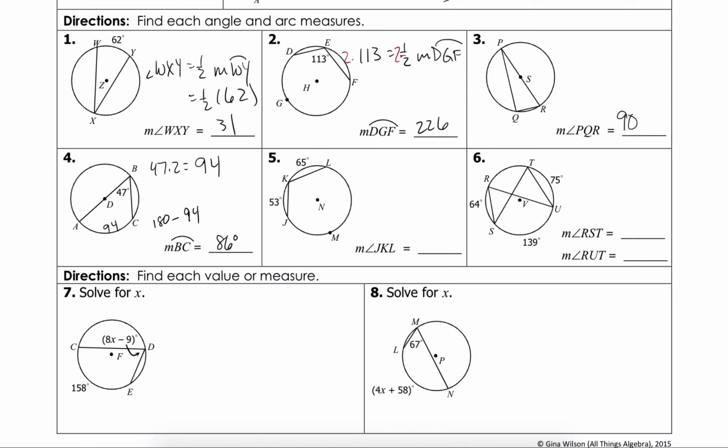Okay, so for number 5, here we're looking at this whole circle. We're trying to find this angle right here. But before we can do that, let's figure out what this huge arc is right here. Now if I know the whole circle is 360, whoa, I need to work on my handwriting. So 360 minus 53 minus 65. When I do that in my calculator, I get that this is 242. So I know that this angle is half of 242. That's 121.